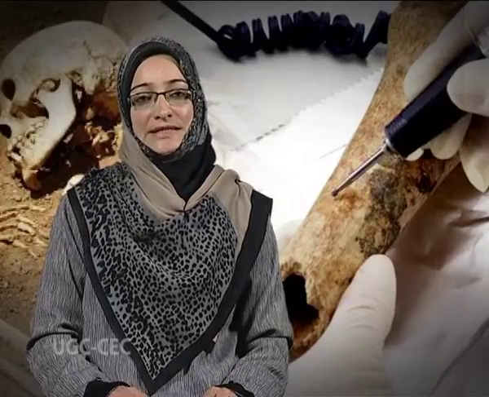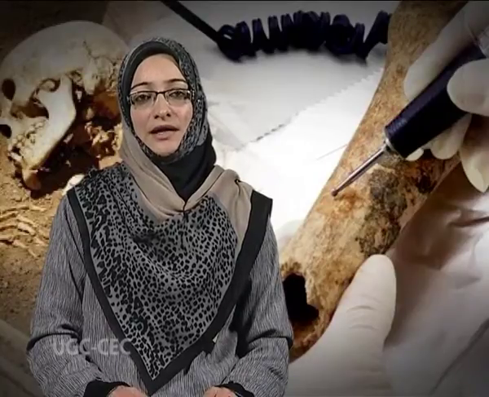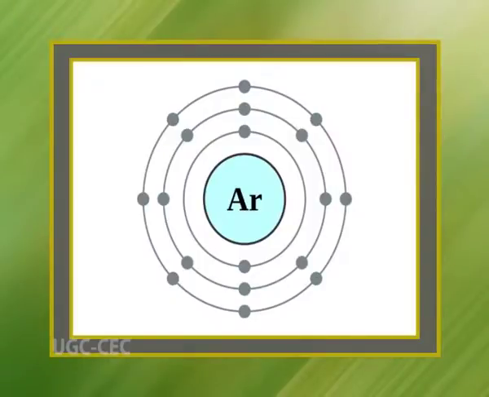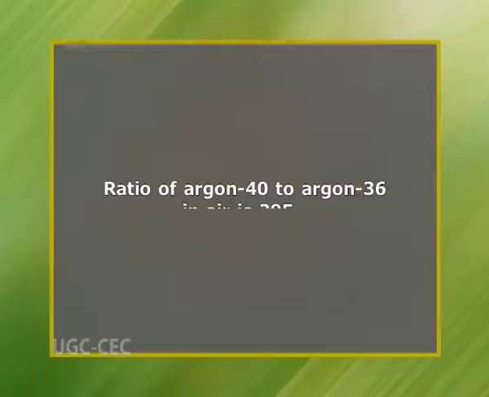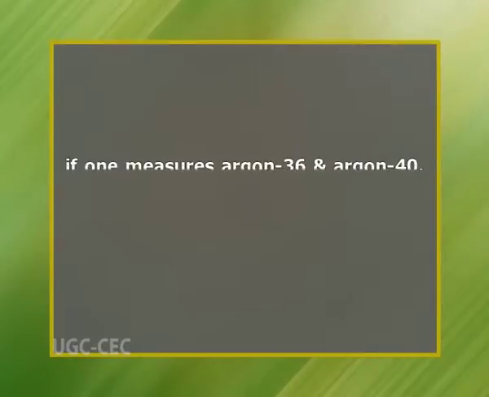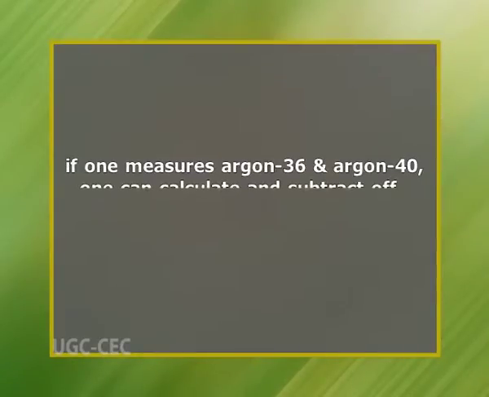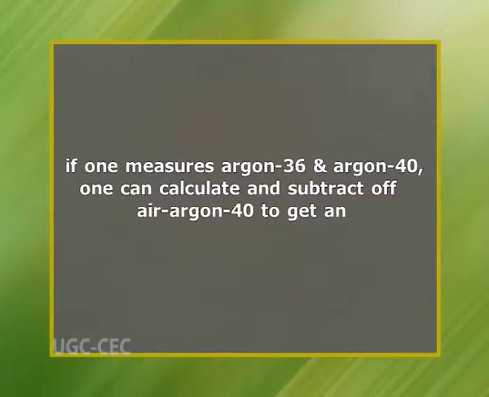This is rather easily done because air argon has a couple of other isotopes, the most abundant of which is argon-36. The ratio of argon-40 to argon-36 in air is well known at 295. Thus, if one measures argon-36 as well as argon-40, one can calculate and subtract off the air argon-40 to get an accurate age.